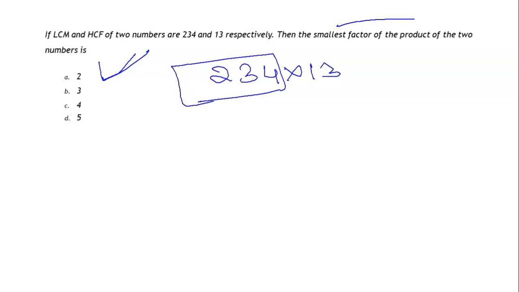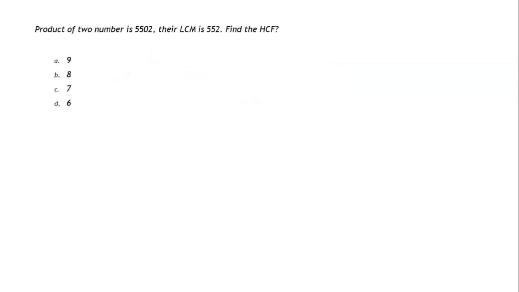Next question. Product of two numbers is 5502. The LCM is 552. Then the HCF is? Product of two numbers is 5502 and the LCM is 552 and the HCF is?